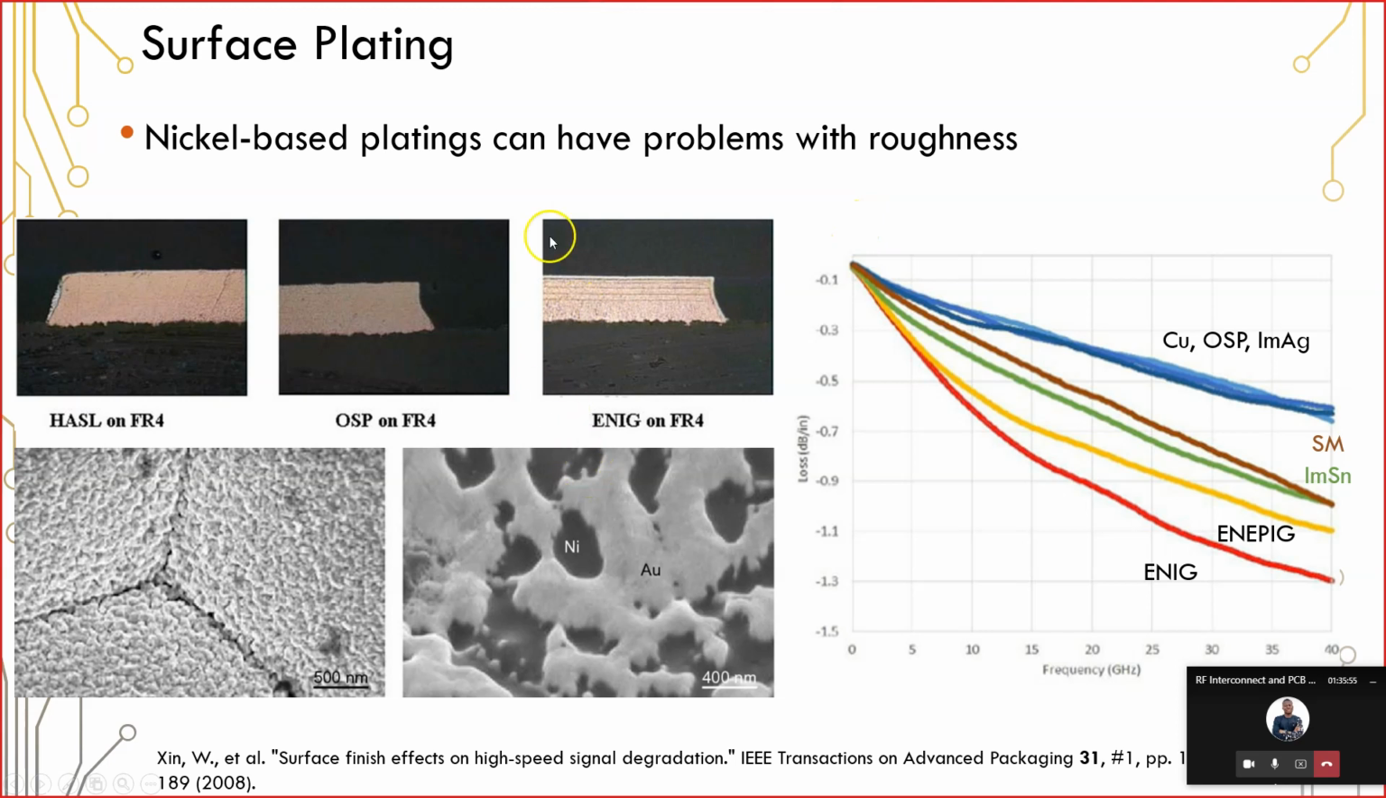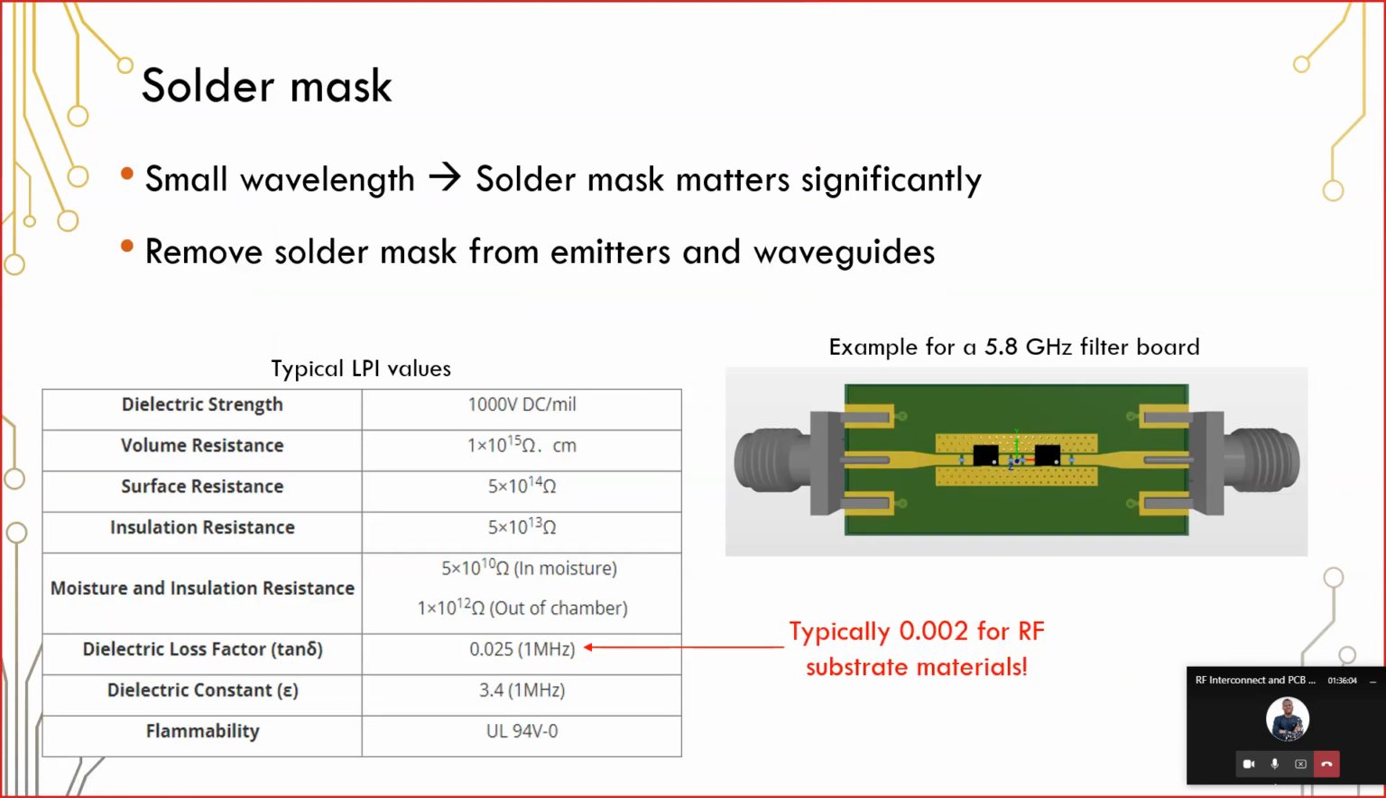So the next thing I want to look at is platings. So surface platings are very important in RF PCBs. And actually, let me just skip ahead for a moment. The reason surface platings are important in RF PCBs is because we remove the solder mask. And the reason we like to remove the solder mask from emitters and from waveguides in an RF PCB is because the solder mask can have a pretty high loss factor here. So the solder mask is actually very lossy, and we would like to eliminate that loss in an RF PCB. And so that means removing the solder mask.